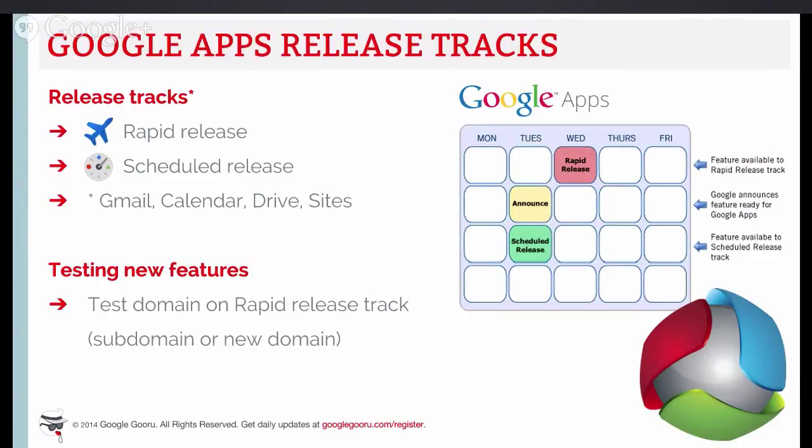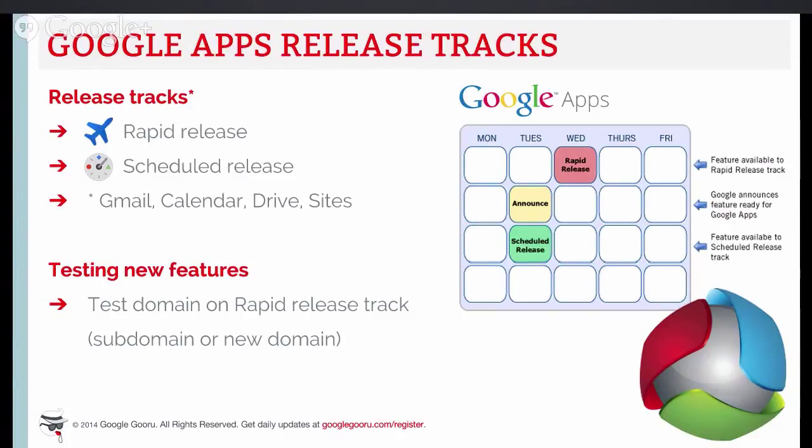Now, it's important to note that the Rapid and Scheduled Release Tracks only apply to Gmail, Calendar, Drive, and Sites, and within Drive it also covers the Docs editors: Docs, Sheets, Slides, and Forms, but it doesn't cover all of the Google Apps. So Google Apps such as Google Plus and Google Hangouts do not follow these tracks, and they may receive features without notice. But again, on another slide, we'll show you how to stay up to date on those changes.